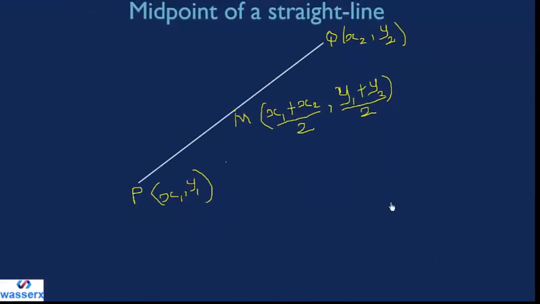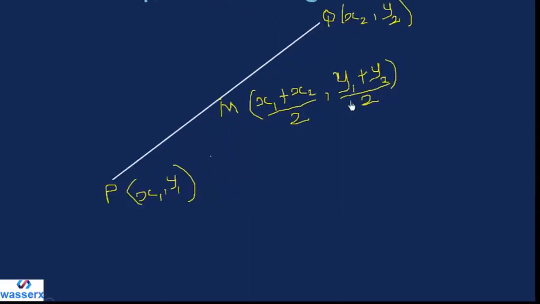Then we can also find the midpoint of the line segment PQ with coordinates x1, y1 and x2, y2 respectively, by finding the sum of the first x coordinate and the second, dividing by 2, and also the sum of the first y coordinate and the second, dividing by 2.